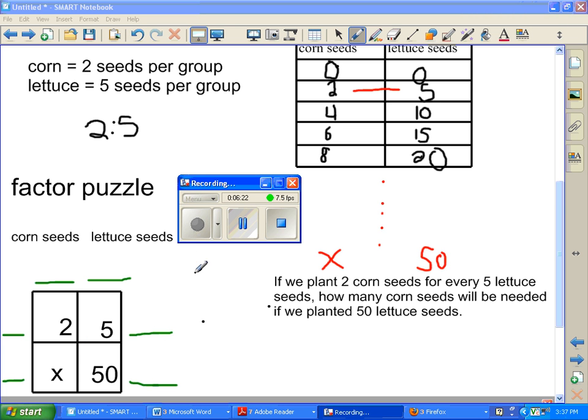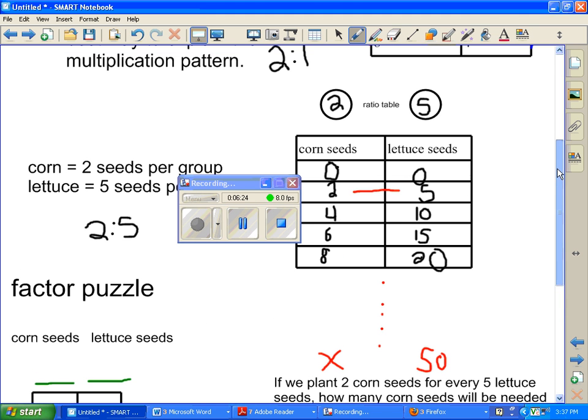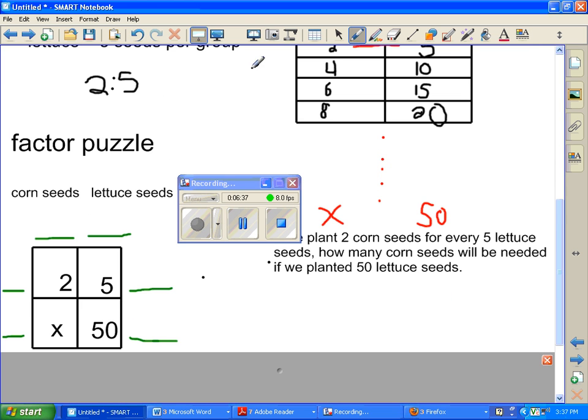All right, when we make our factor puzzle, just like up here, we put our group numbers up here, or we can consider them our simple ratio. We'll put those down here. So we had the same number, 2 and 5 for corn seeds and lettuce seeds. Now let's think. How can we complete this? 2 times 1 is 2. 5 times 1 is 5.